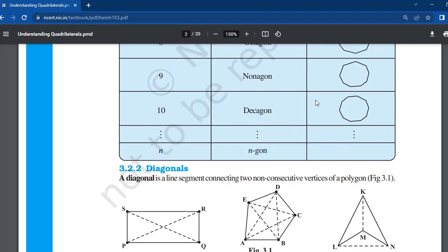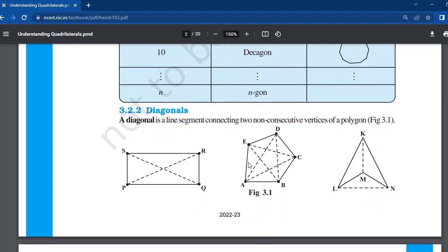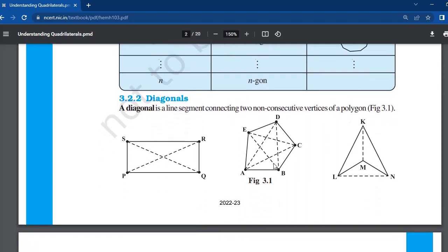10 vertices are there. Correct. So this is called a decagon. Now, diagonals. What are diagonals? Normally, whenever you hear some new word, curiosity arises in our mind, correct? We just want to know what this is.